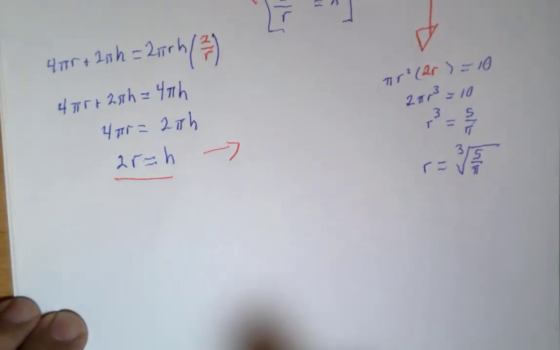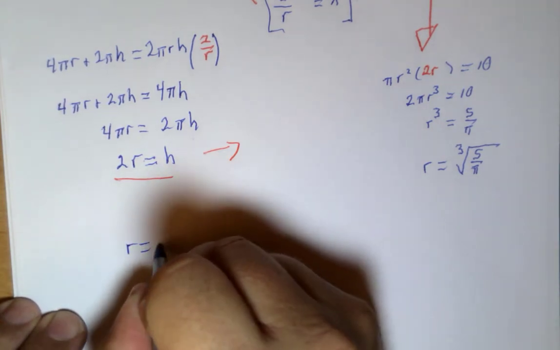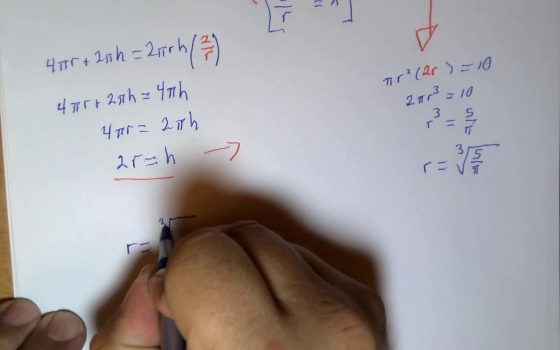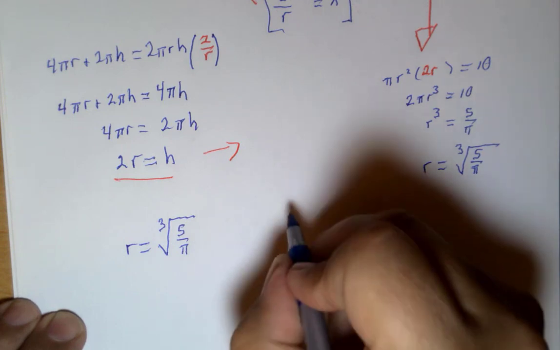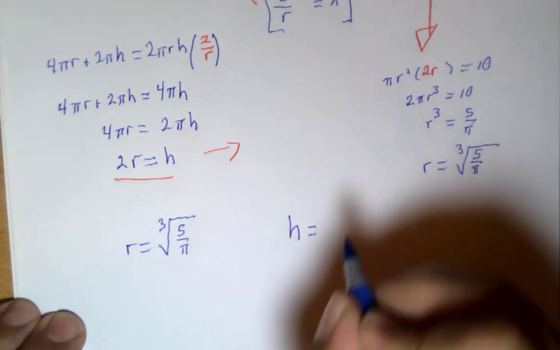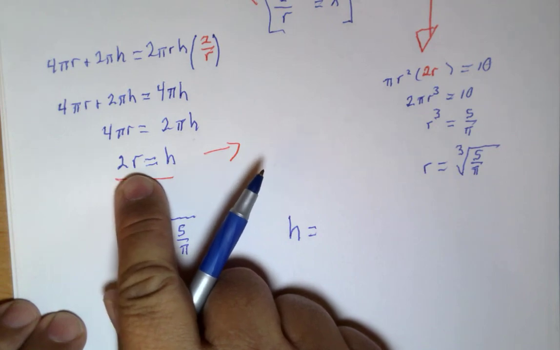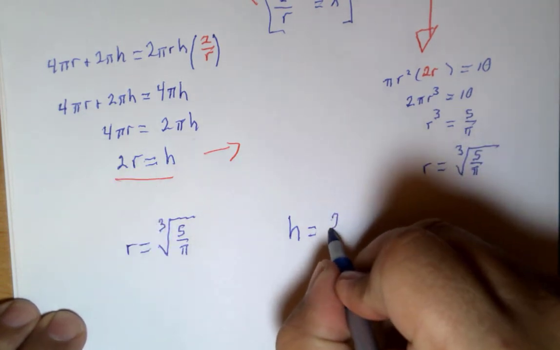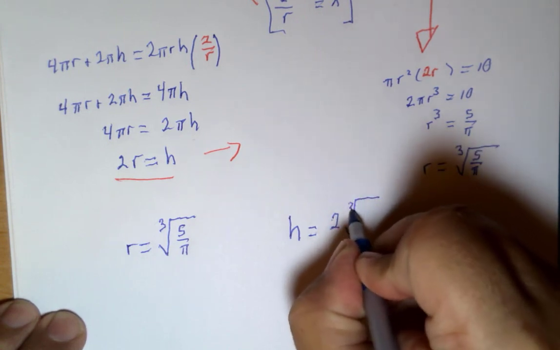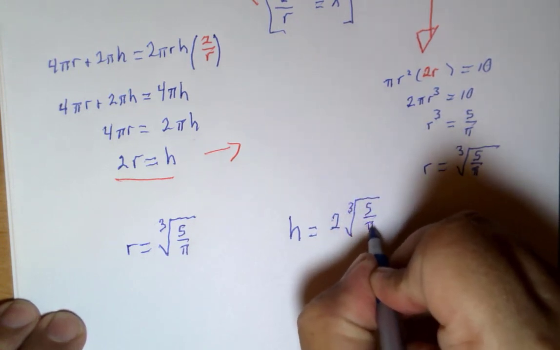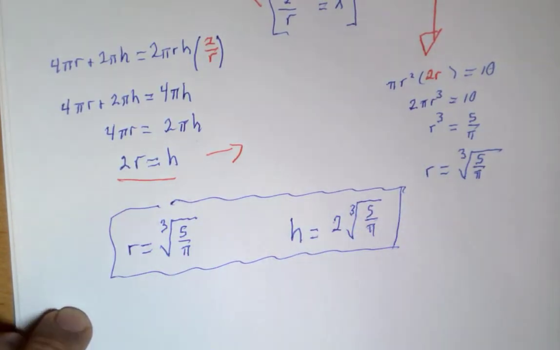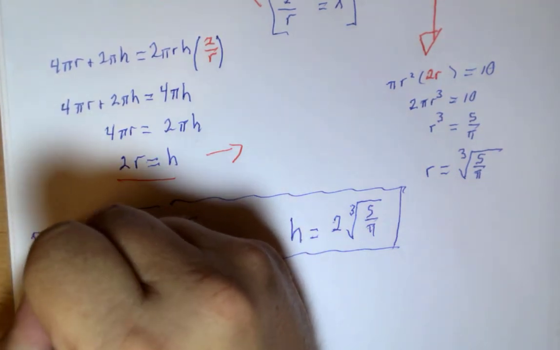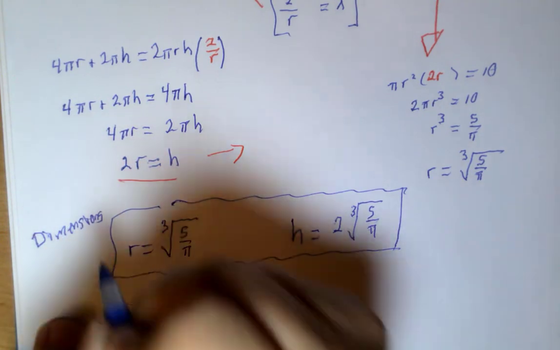Well, I now know that the radius is the cube root of 5 divided by pi. What's the height? Well, the height is equal to just double whatever the radius is. And the height would be 2 multiplied by the cube root of 5 divided by pi. And if you don't have a calculator, that's as good a spot as any to finish. Those would be our dimensions that were requested at the beginning.